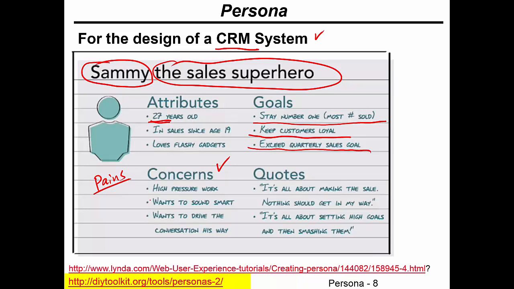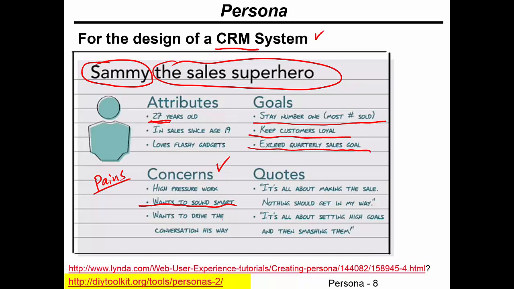He wants to sound smart. What does that mean? Certainly you can kind of speculate what that means. For instance, he's very knowledgeable about the products. He's very knowledgeable about his customers. But there's a lot of things to remember. So if you have a good CRM system, you can bring that information about customers to Sammy when he's ready to go talk to the customer. That would make him sound smart. Okay, so this is how you would use this concern, and then you say, oh, if we can offer this feature in our CRM system, that will make Sammy really sound smart.